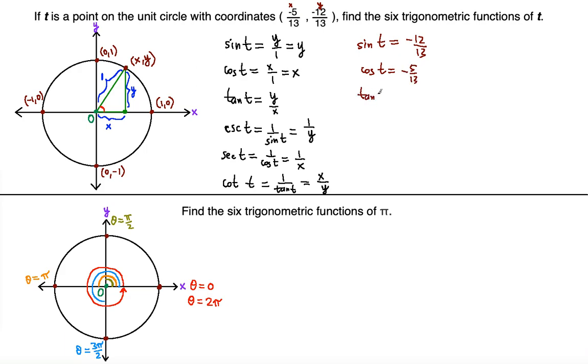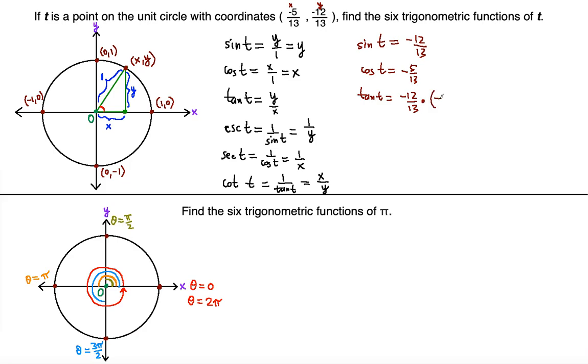Tangent of t is going to be y divided by x. So this divided by this: minus 12 over 13 divided by this fraction. But let's multiply instead of dividing and flip. We know if we divide two fractions, we can simply multiply them, but with the second one flipped, using the rules of algebra.